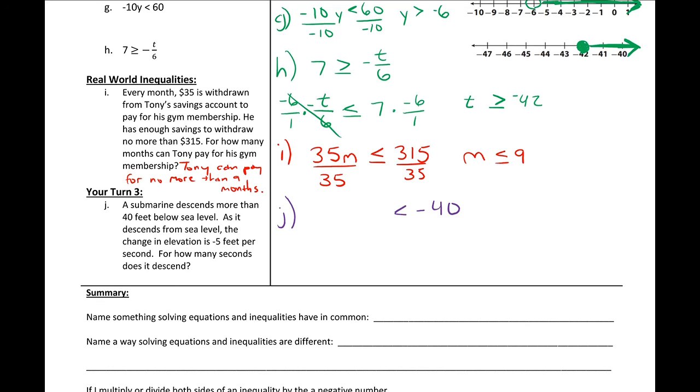Okay, and as it descends from sea level, the change in elevation is negative 5 feet per second. So negative 5, and I'm going to use t for my variable for time. So I'm saying that the amount of time, at 5 feet per second, is going to be less than negative 40. So we'll divide both sides by negative 5. And it's going to take more than 8 seconds. It's going to take more than 8 seconds to descend that more than 40 feet.